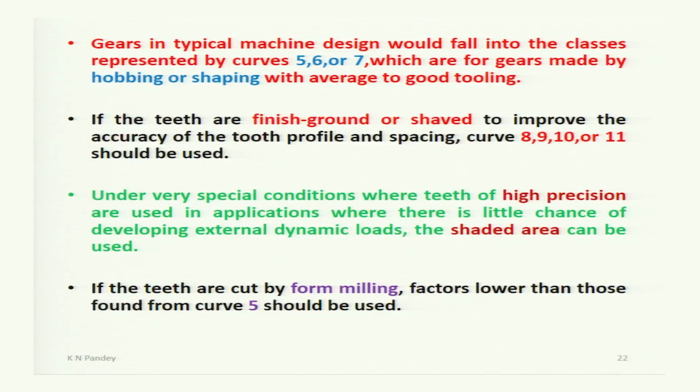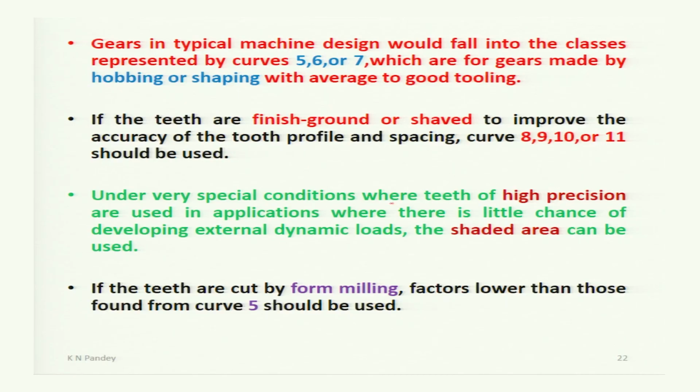So, gears in typical machine design would fall into the classes represented by curves 5, 6, 7, which are for gears made by hobbing or shaping with average to good tooling. If the teeth are finish ground and shaved, it means the surface finish is very good. To improve the accuracy of the tooth profile and spacing, curves 8, 9, 10, 11 should be used.